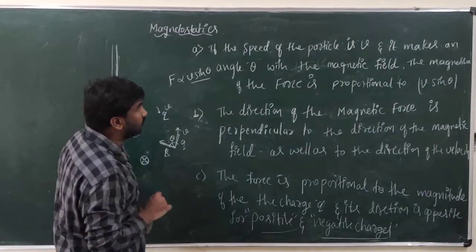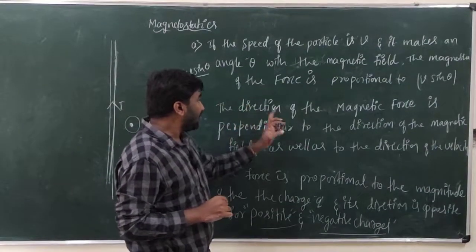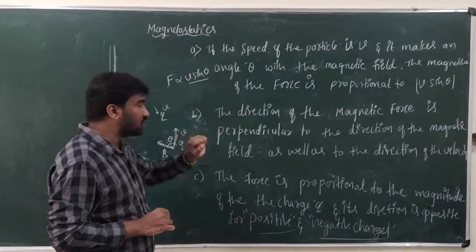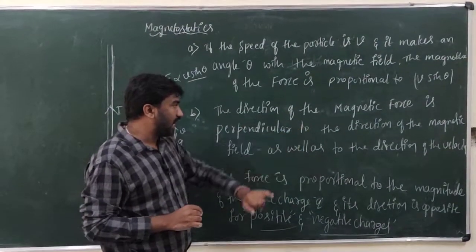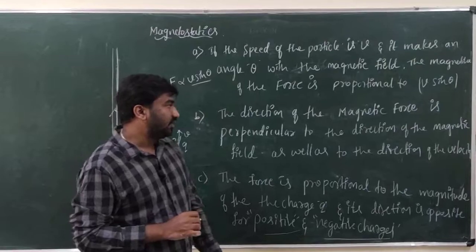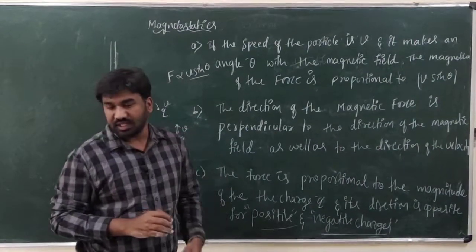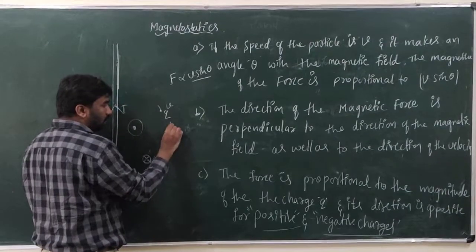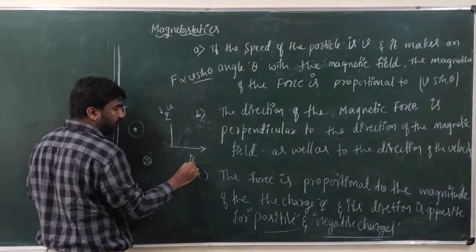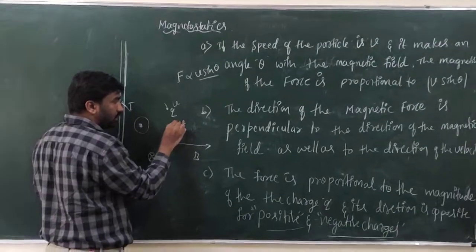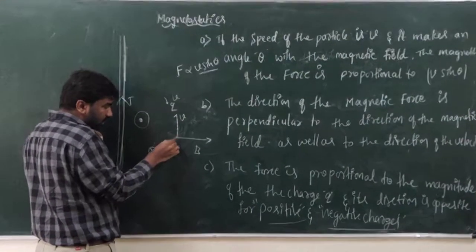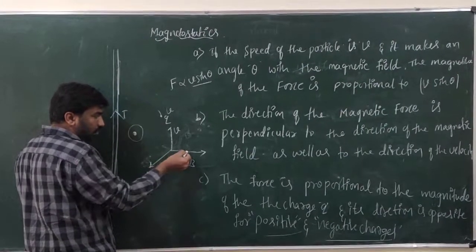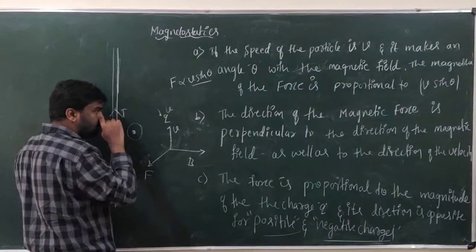Okay, next, the direction of the magnetic force is perpendicular to the direction of the magnetic field as well as the direction of velocity. That means, suppose this is my magnetic field direction and this is the velocity of the particle, then the force is always perpendicular to both the magnetic field and the velocity.